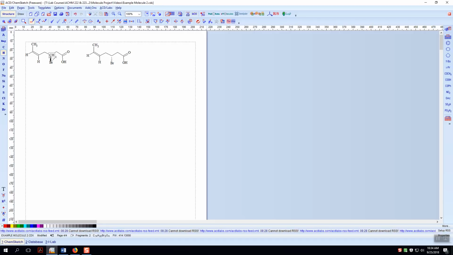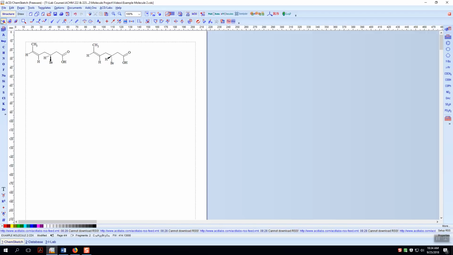I want to add the hydrogen, but in this case I want the hydrogen to be back because the bromine is forward. And in this case I want the hydrogen to be forward because the bromine is back. So I just put them in like that. Notice I put them in the same direction. So now I have these two.